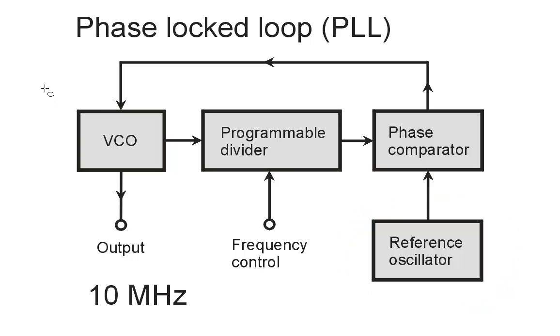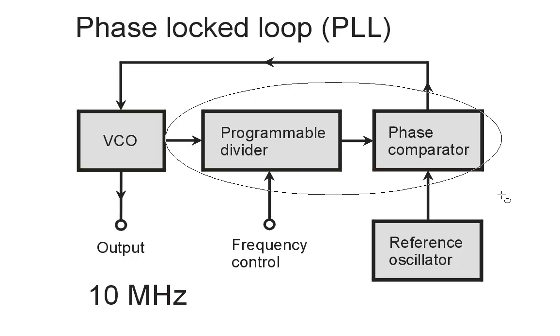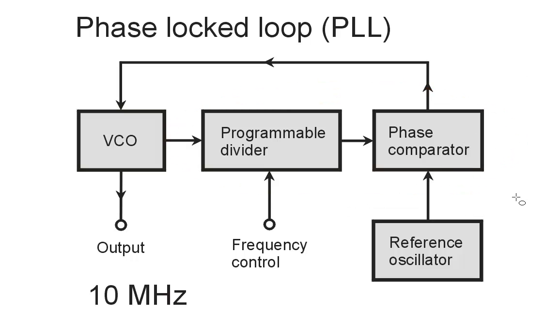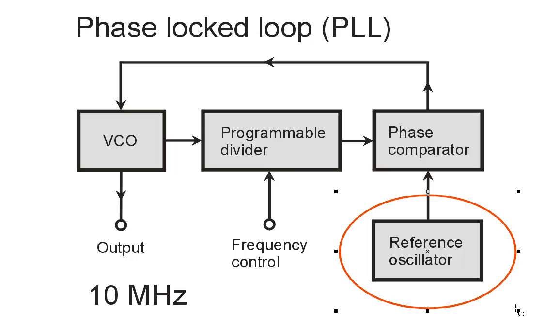This VCO is a voltage-controlled oscillator, and that control voltage derives from the operations of this phase comparator and programmable divider. These two things right here serve to keep the voltage-controlled oscillator circuit right on the frequency or some specific multiple of the frequency of that reference oscillator.